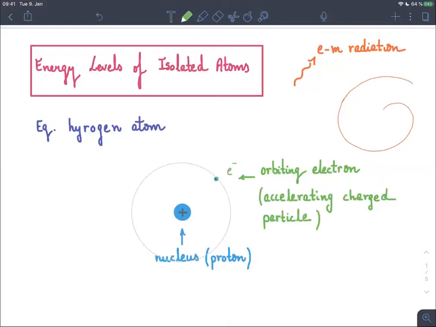Hello students! Today we are going to discuss the concept of energy levels. And we will start by considering the simplest of all atoms, the hydrogen atom, consisting of a single proton as the nucleus and one orbiting electron.